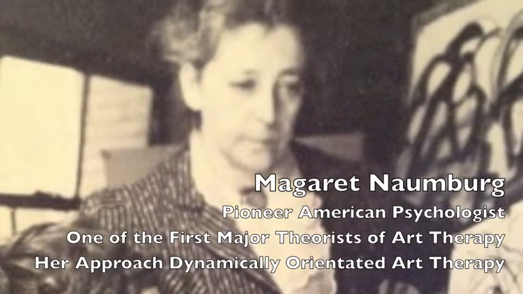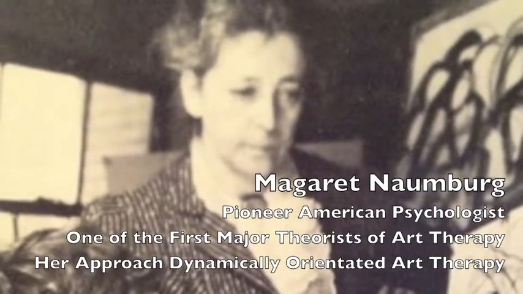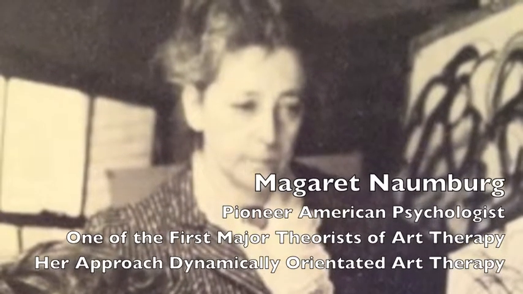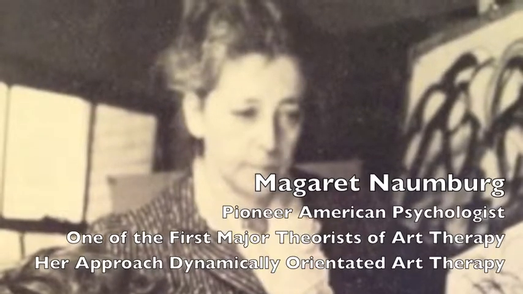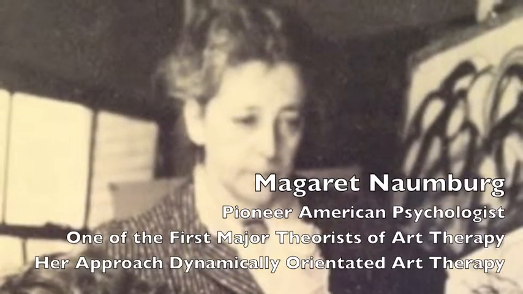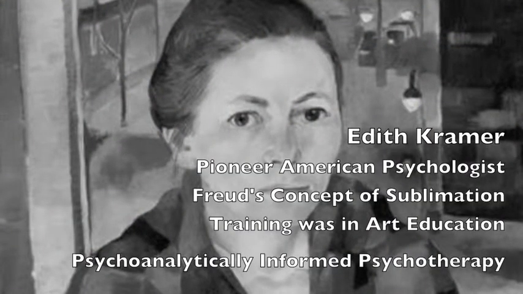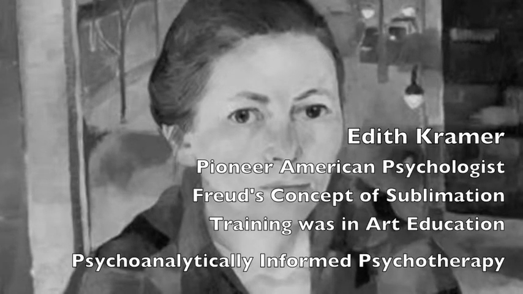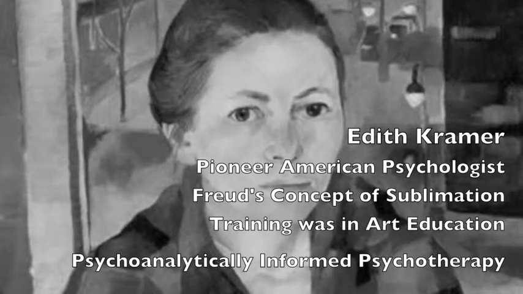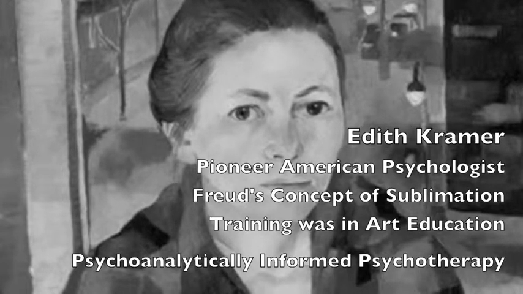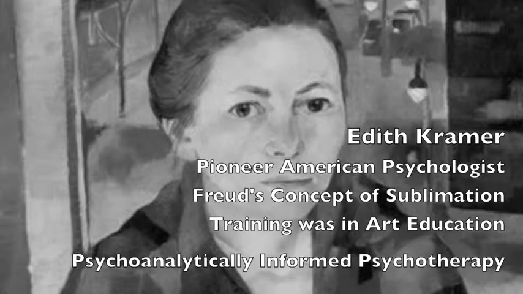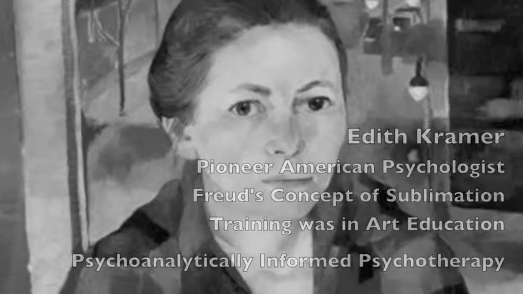Kramer, her fellow pioneer of American art therapy, and Margaret had a similar goal of combining art and psychology. Their beliefs took a different path, where Kramer began to declare that it was art as therapy, and Naumburg instead promoted art in therapy. Edith Kramer became a follower of Sigmund Freud. Kramer especially believed in the concept of sublimation. Freudian theory describes sublimation as a defense mechanism that allows us to act out unacceptable impulses by converting these behaviors into a more acceptable form. Kramer's training was in art education and psychoanalytically informed psychotherapy.